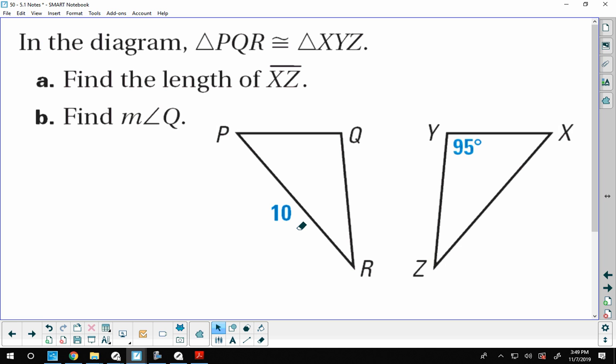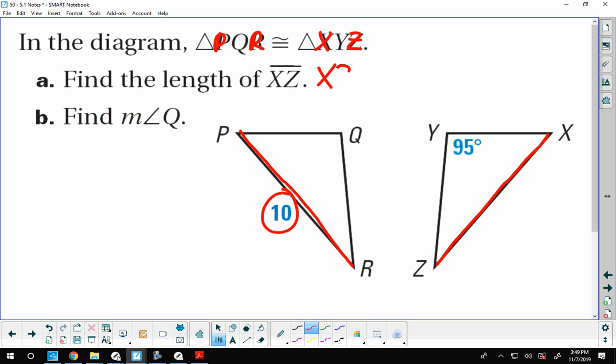So in this diagram, we have two triangles that are congruent to each other, which means that all the sides are congruent and all the angles are congruent. So if I want to find the length of XZ, I need to find its corresponding side. So XZ corresponds to PR, and PR is 10 units long, which means that the length of XZ is 10 units long.